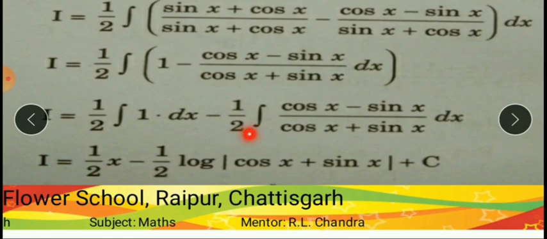Consider the denominator cos x plus sin x equal to t. Then its differentiation is cos x minus sin x dx is equal to dt. The numerator is dt, the denominator is t. Integration 1 upon t is log t, that is log t, meaning cos x plus sin x, plus c. Hence our integration is I is equal to 1 upon 2 x minus 1 upon 2 log mod of cos x plus sin x plus c.